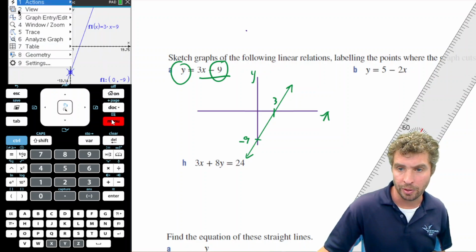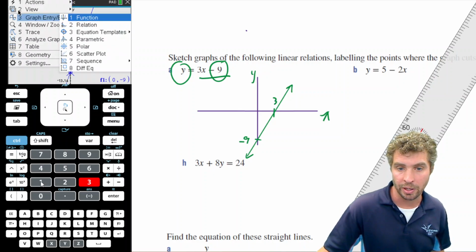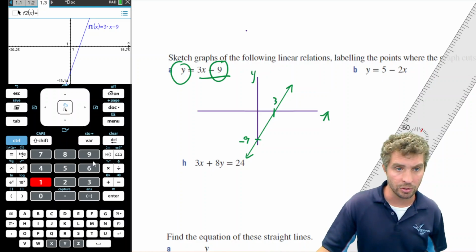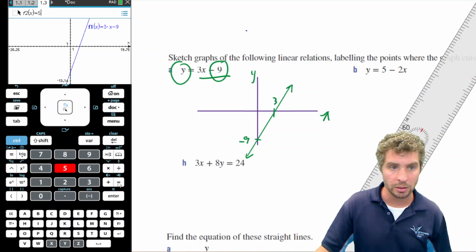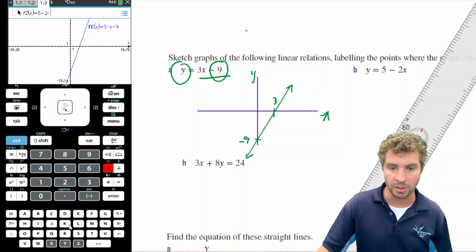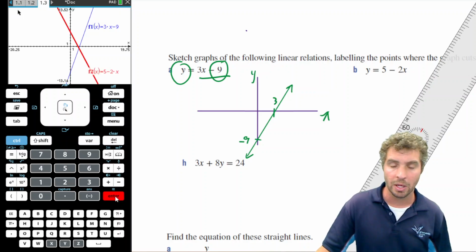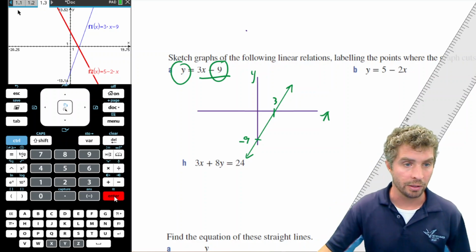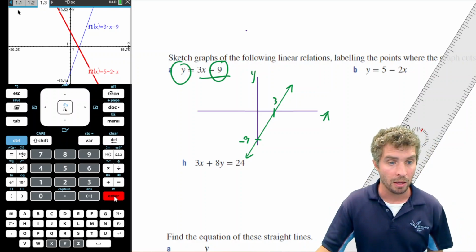We don't want to do that. We want to go to menu, and we want to do 3 for graph entry. So 3, and we want to insert a function. So another function, so we're going to do 5 take away 2 times x, and hit enter, and that comes in as red. And again, we can trace that and draw it onto our paper however we want.